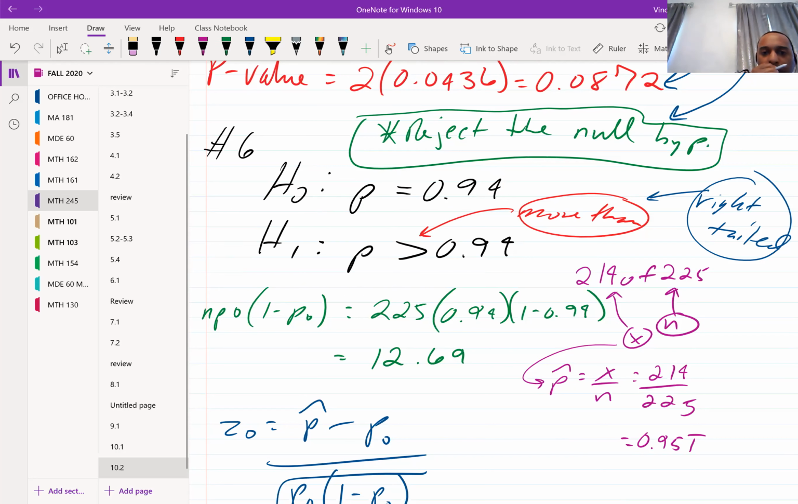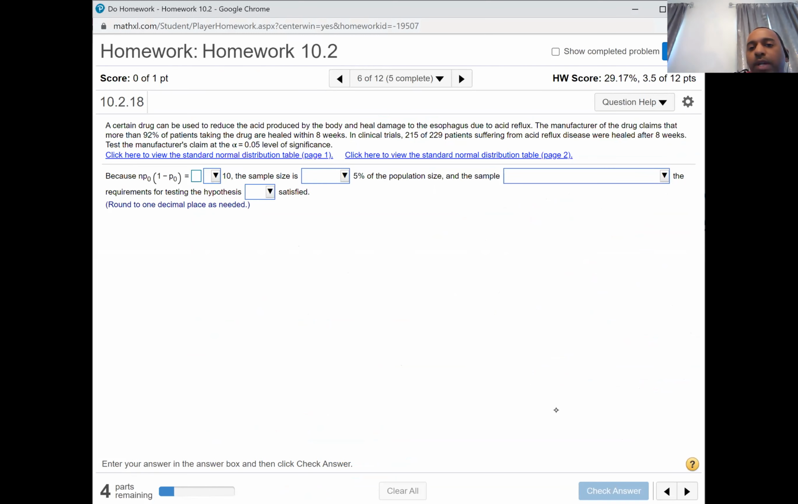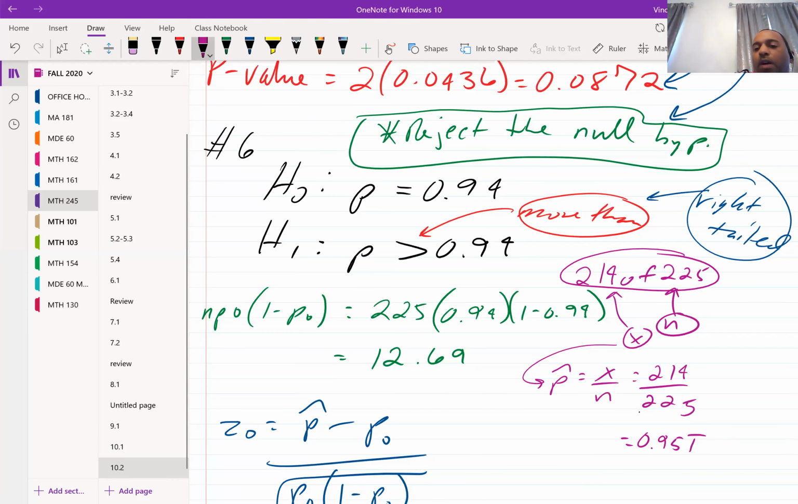All right. So I then had the phrase 214 of 225. If you go back to this one, it was 215 out of 229. But we're going off of mine, just showing you where it was in the problem. And so that 214 is the X. The 225 is your sample size, which is N. And that's what we needed right here. So N times 0.94, remember that's always your P naught. N times 0.94 times 1 minus 0.94 gave me 12.69.